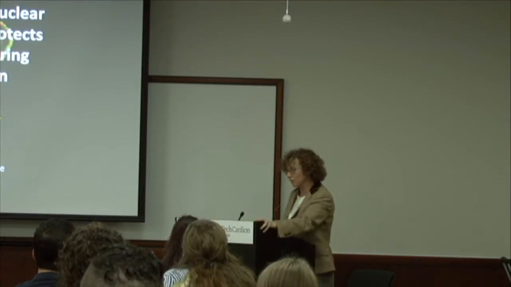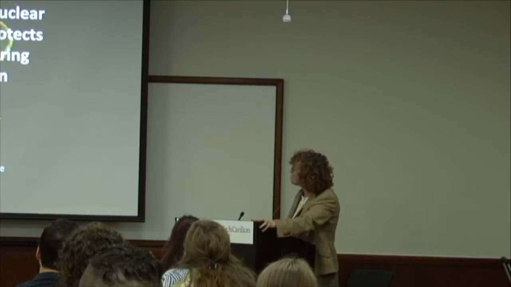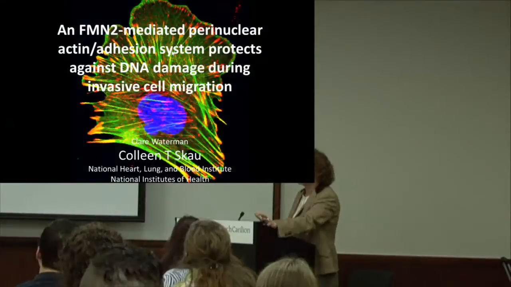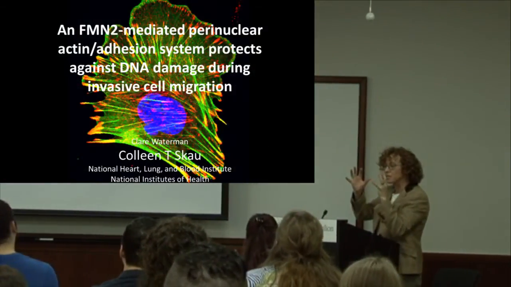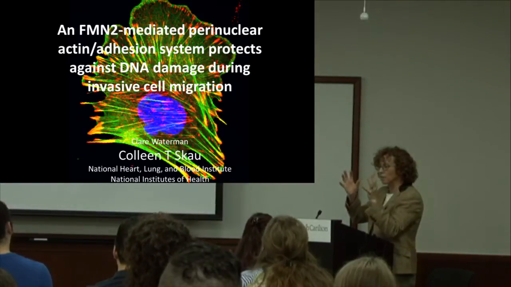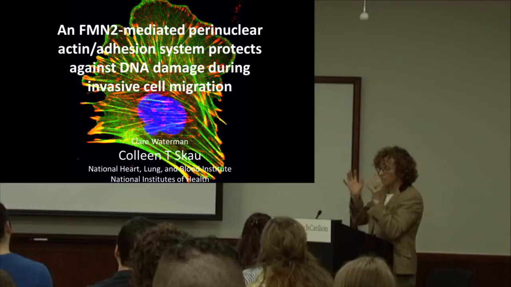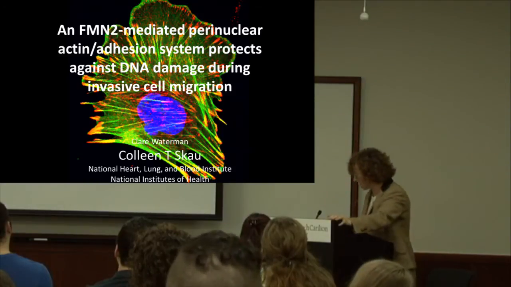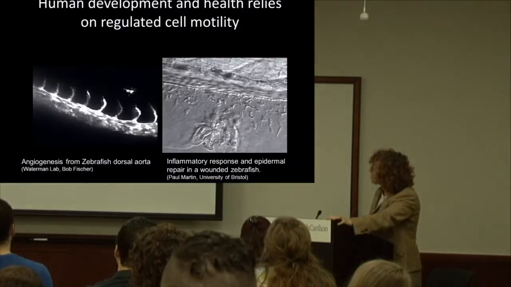It was not like we were going that way, but I'll tell you how we got there, okay? So what I'm going to tell you about is this actin nucleator that makes actin fibers that protect the nucleus, and when cells are migrating in 3D microenvironments, it really protects the nucleus and keeps it from getting damaged. So it's a weird function for an actin system.